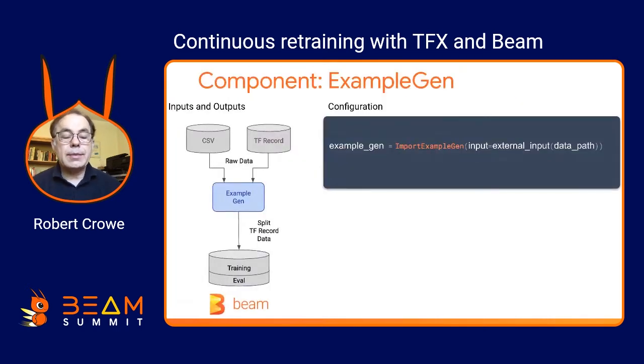Starting at the beginning, this is ExampleGen. This is the first component in a pipeline. It's just ingesting your data, converting it to TF Examples, and splitting it. And you can configure the splits you want. This is showing just two data sources, but there's a list of data sources that are available. Next slide.